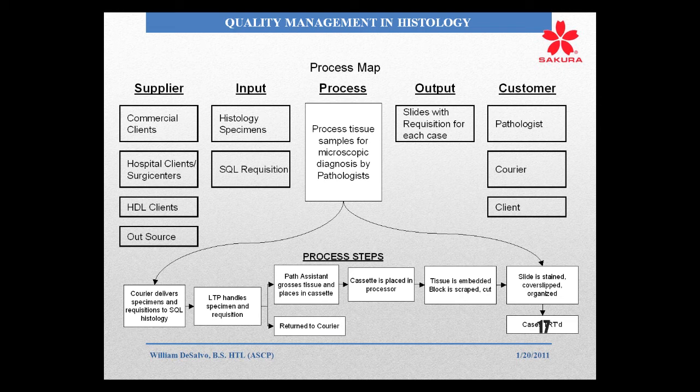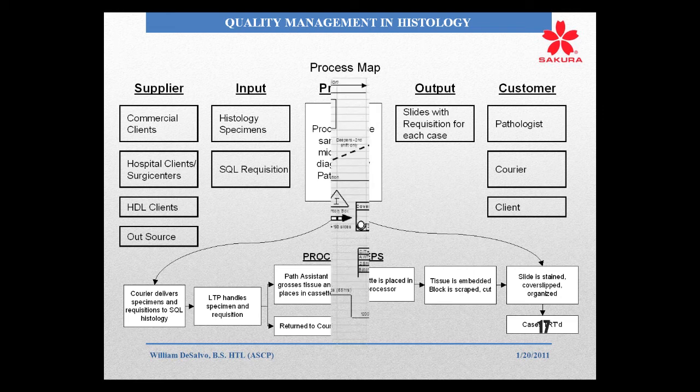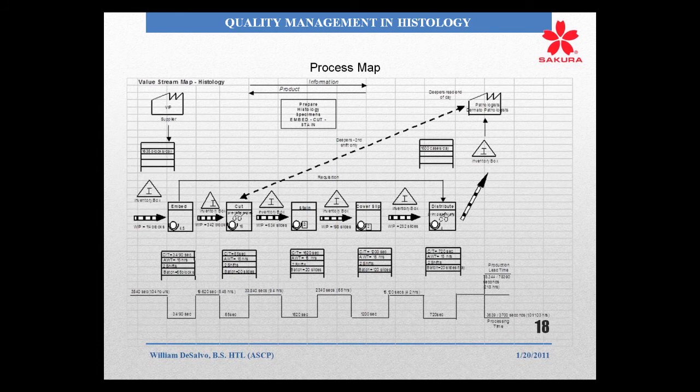Here's another, on number 17, another example of a process map, with the process being in the middle and output and customers, input and suppliers. Another way of looking at it, but it helps you put it down on paper and understand who does what and how they're involved and how it affects each and every block and slide that you produce.